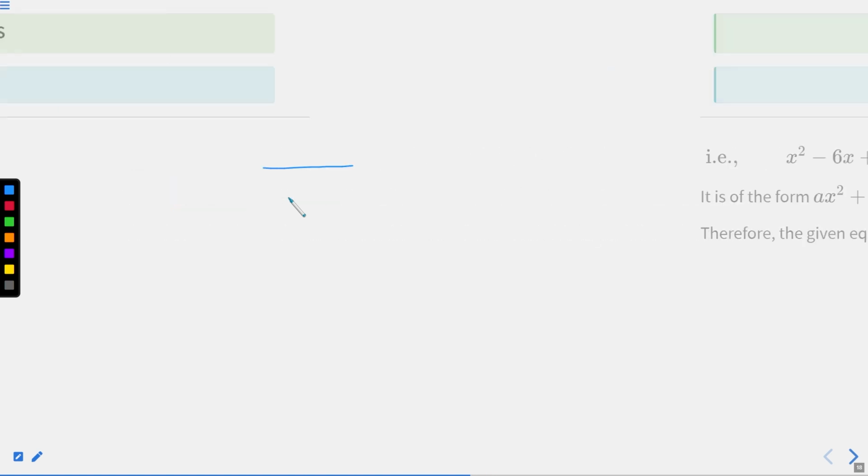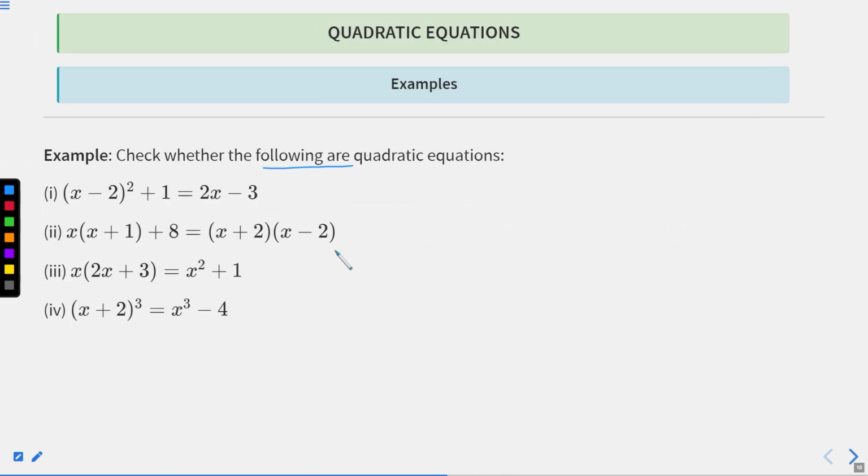Now let us see the next one. Here we are given the equation x times (x plus 1) plus 8 is equal to (x plus 2) times (x minus 2). If we simplify this equation, we can check whether it is in the form of ax square plus bx plus c is equal to 0.